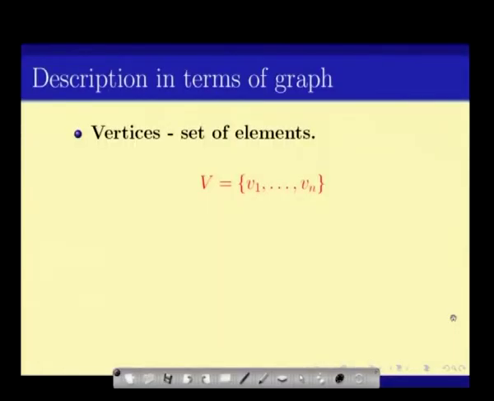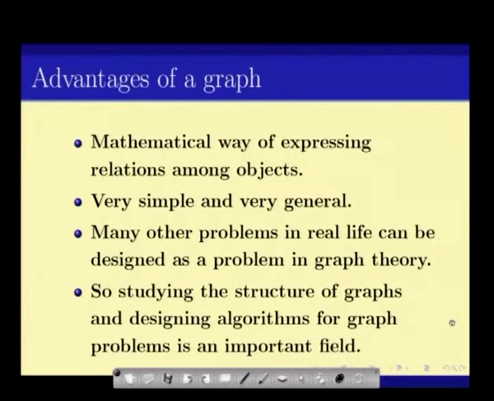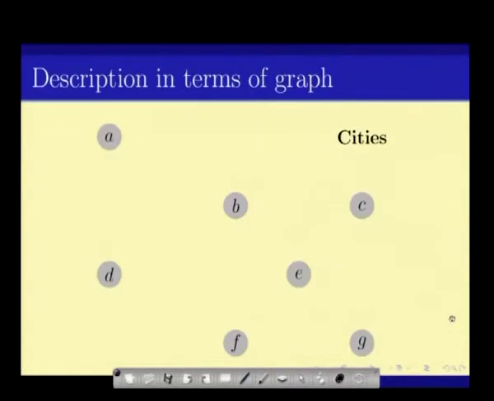For a graph we have n vertices v1 to vn, and we have edges which are pairs of vertices, e1 to em. Now, graphs are very nice mathematical objects. They help in understanding the relationship between objects. They are very simple and general. Many problems in real life can be modeled as graph problems, and studying the structure of the graph can help in many real life situations.